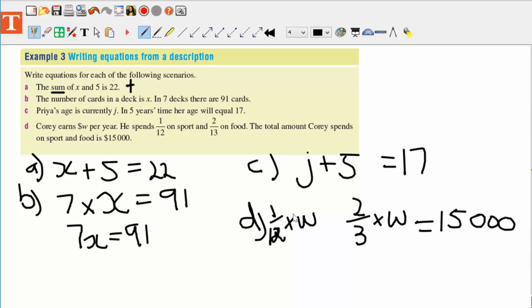Now, this isn't an equation yet because we're missing something. So what do we have to put in between his sport and his food? What do you think goes in here? He spends 1/12 on sport and 2/3 on food. So all that in total then equals $15,000. So hopefully you said, well, we've got to add those two totals together. Okay, so it's 1/12 of W plus 2/3 of W should equal $15,000. Okay, that one's a little bit more tricky.